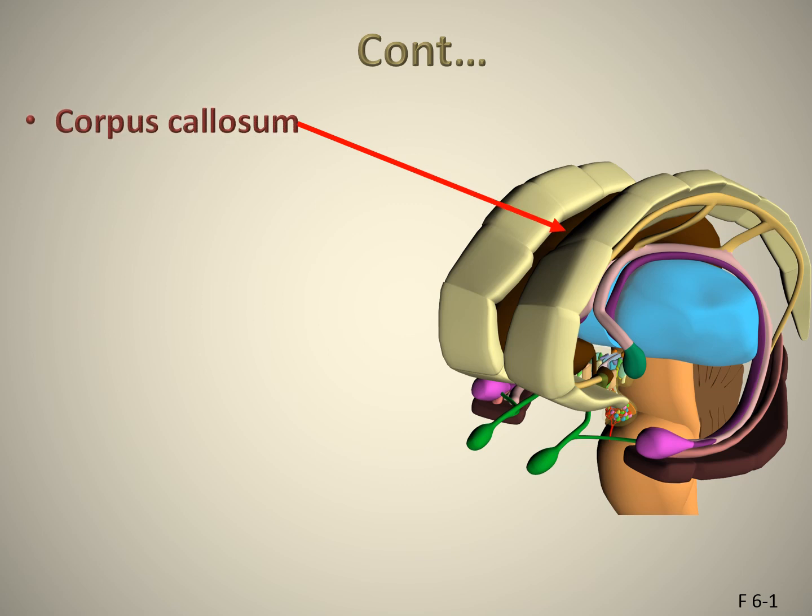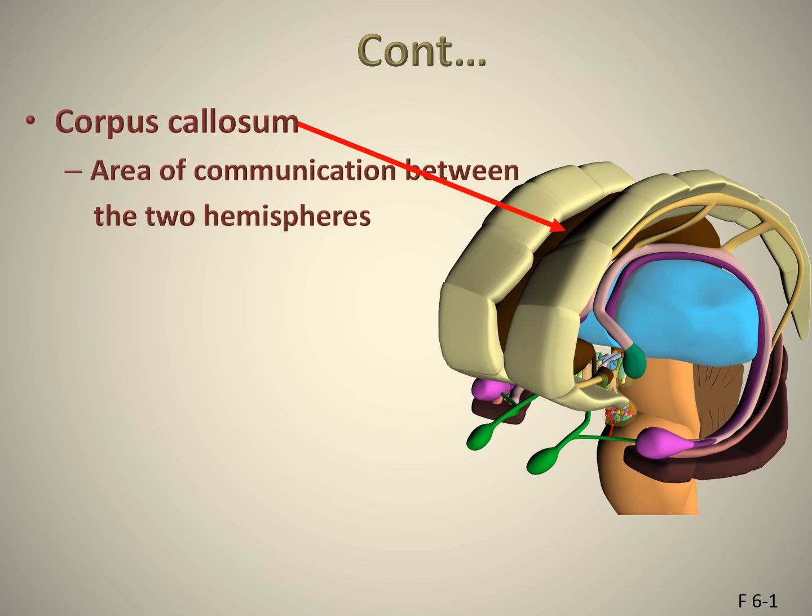In the center we find the corpus callosum, which is an area of communication between the two hemispheres of the cerebrum. Every area in one side has a counterpart in the other hemisphere, and these communicate through the corpus callosum.